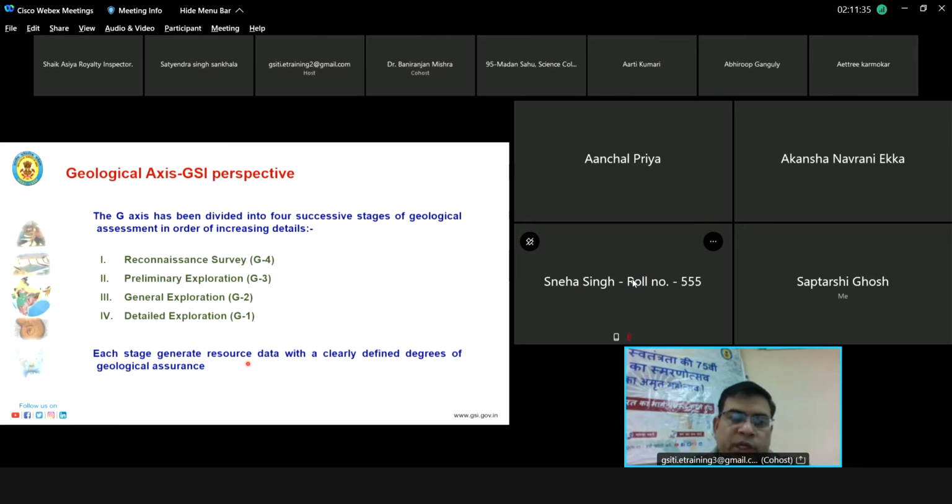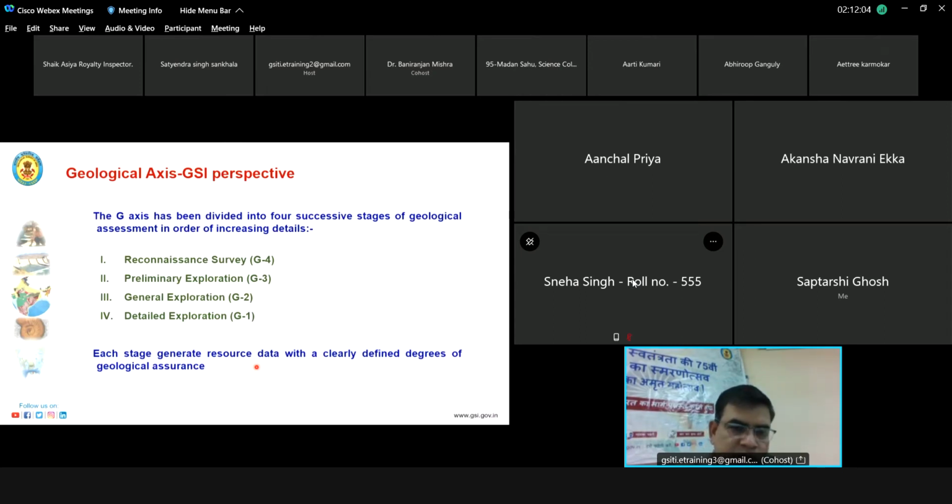So we'll deal with the geological axis because we are from the geology domain. The feasibility study will be done by the environment professionals, by economic professionals, and some other professionals. Our work is to do this geological prospecting. That is your reconnaissance survey, your preliminary exploration, general exploration, and detailed exploration. So each stage generates resource data with a clearly defined degree of geological assurance.